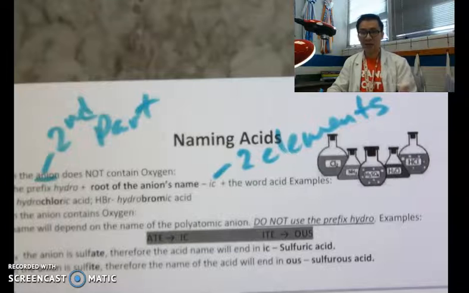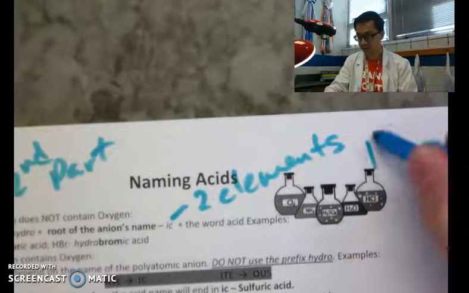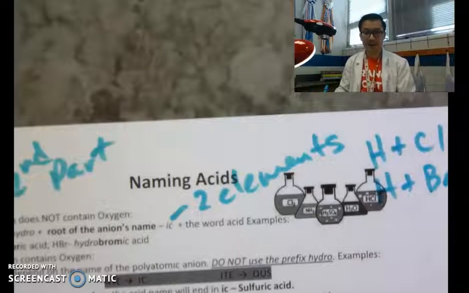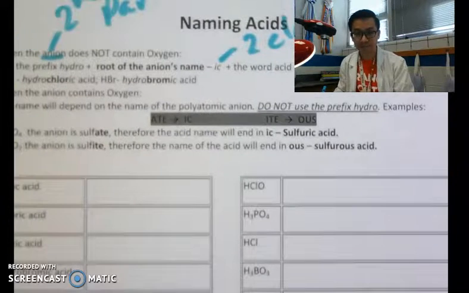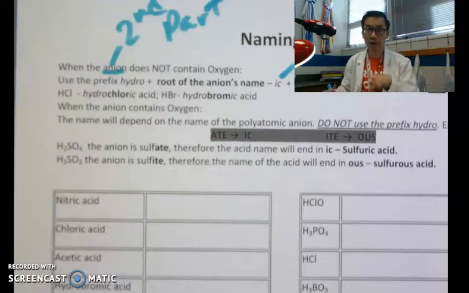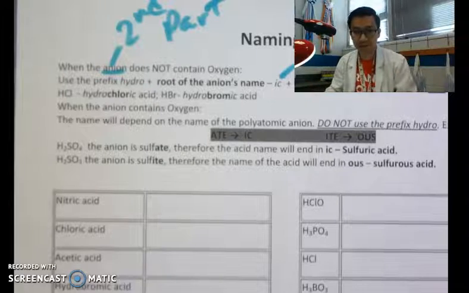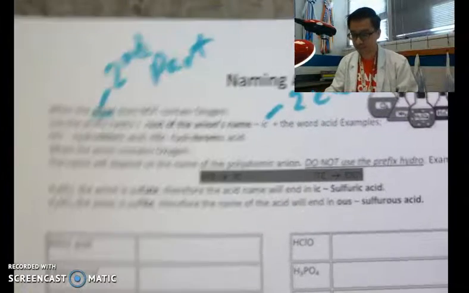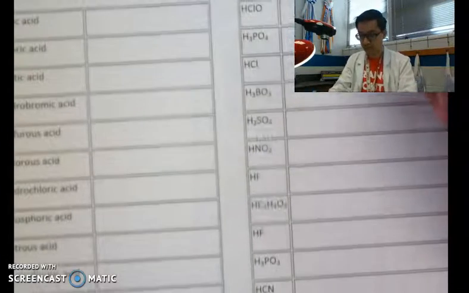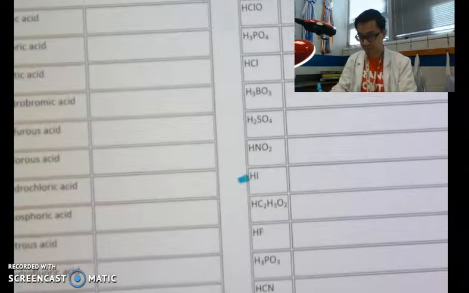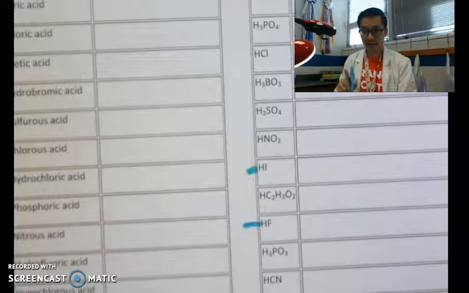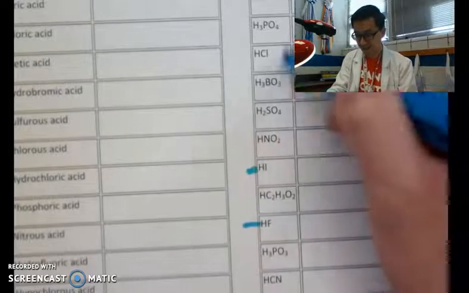That means hydrogen plus something else. Hydrogen plus something else, plus Cl, for example. Hydrogen plus Br, right? So you'll find that two elements and you'll name it hydrobromic. Change the ending of the second part to ic, and then throw in the word acid. So hydro, let's look at your list here. Which one's two elements? There's HI, HF, okay? Two elements, H and I, H and F, H and Cl there.